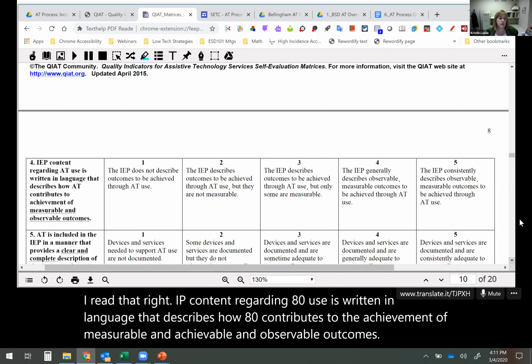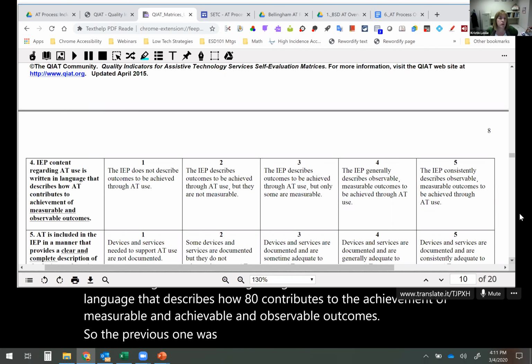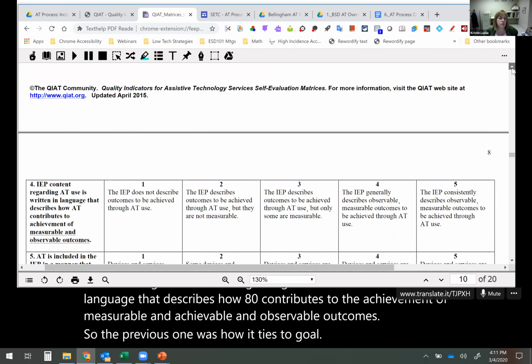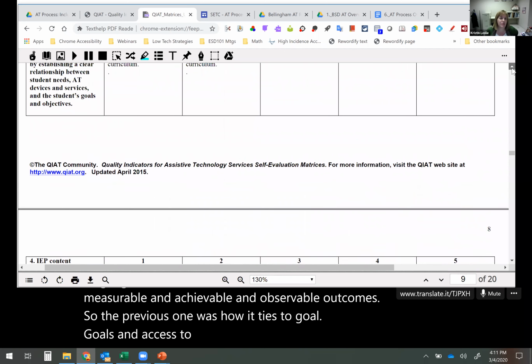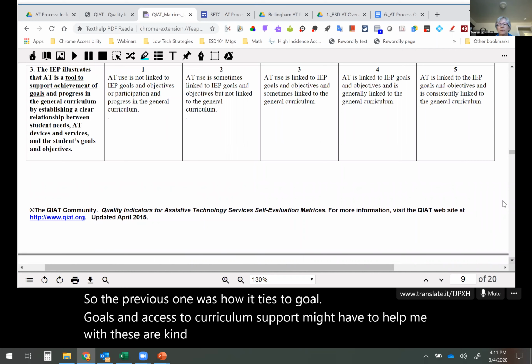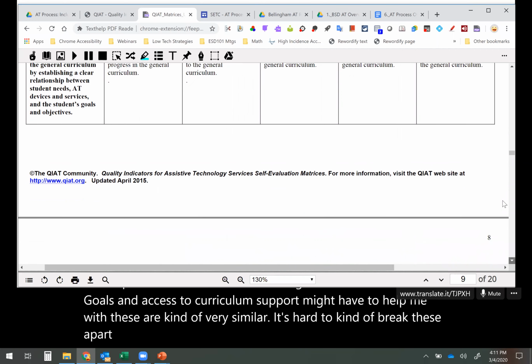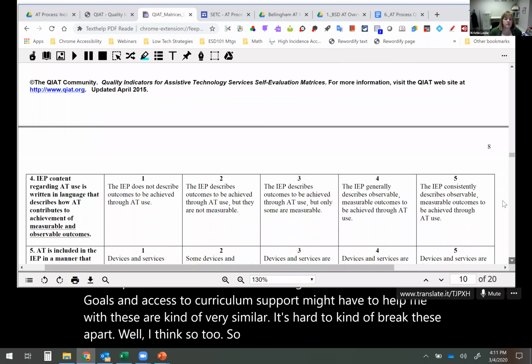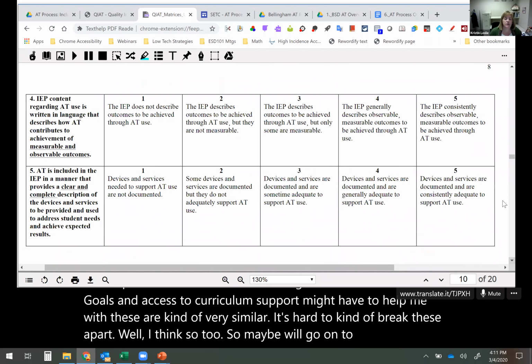So the previous one was how it ties to goals and access to curriculum. Someone might have to help me with the... These are kind of very similar. Yeah, it's hard to kind of break these apart. Yeah, I think so too. So maybe we'll go on to 5 since those are so similar. I think we discussed it.